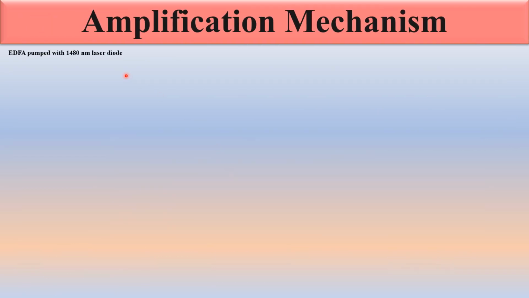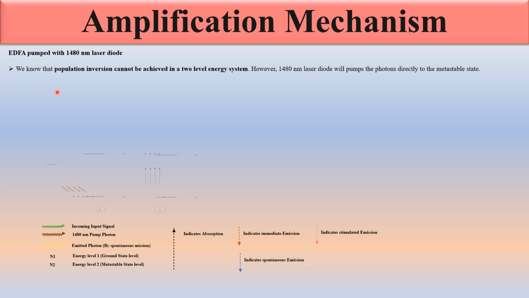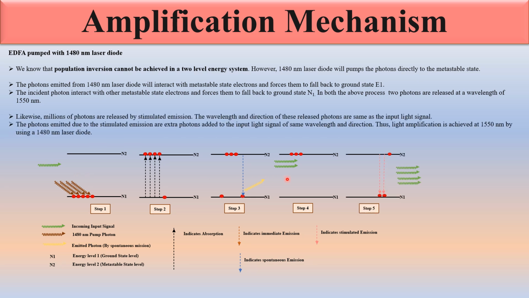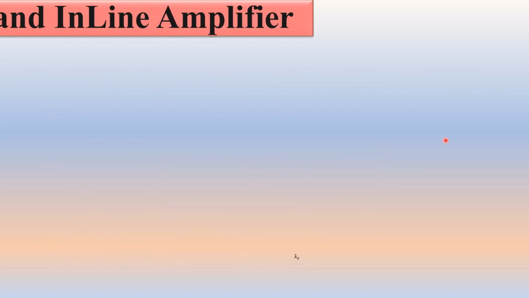We will discuss the amplification mechanism when we are using 1480 nanometer. Here, when we are using 1480 nanometer, the electrons absorb the energy and move to N2. There are only two energy levels, so no population inversion happens in this 1480. I have made a separate video for 980 and 1480 nanometer. You can go there to understand in detail. Here I am just explaining in short. When the electrons move automatically from N2 to N1, they generate photons in a random direction. This is called the spontaneous emission. And when these electrons interact with the incoming photon signals, they generate photons which are used for amplification.